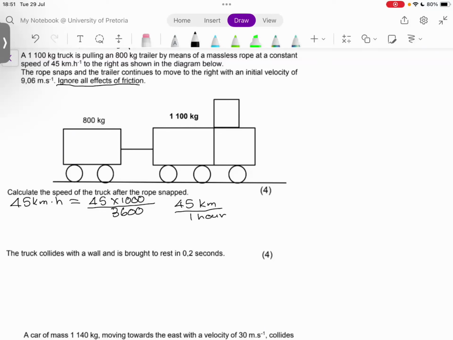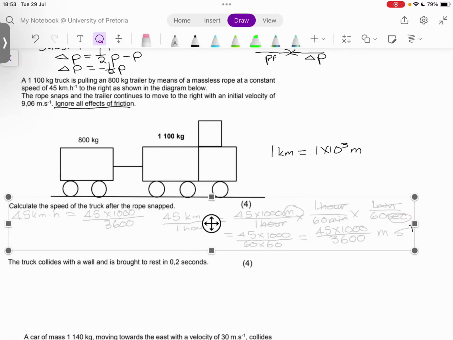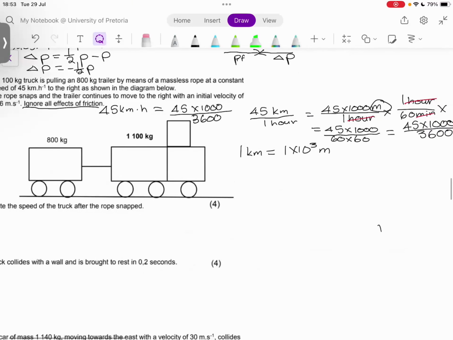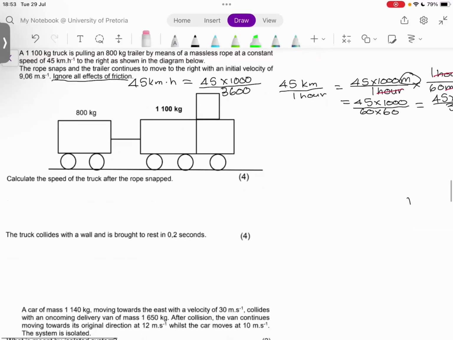Right. Let's carry on with the question now that we know what our speed is in SI units. I'm going to just delete what I have right here. Actually, let me rather move it over there. Cool. Let's get to solving this question, guys. I'll just reread the paragraph to make sure that we're all ready to tackle this.